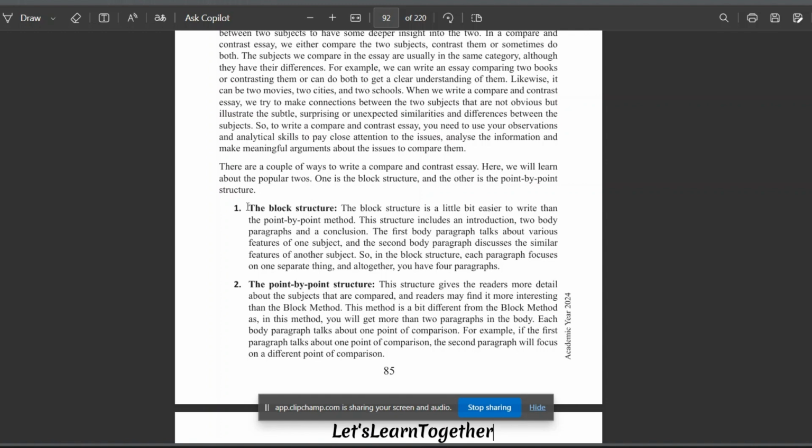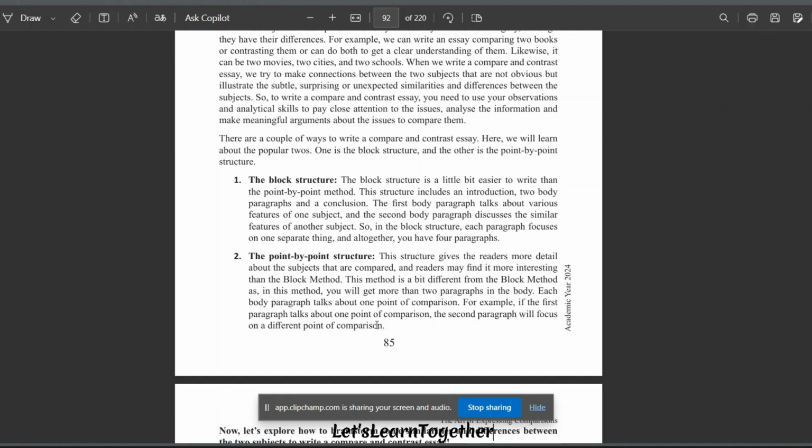Okay, here basically you separate each of the features of comparison. You will write all the similarities of the two subjects in one body paragraph, and in the next body paragraph you will write the differences of the two subjects. Whereas in the point by point structure, each point of comparison or each feature of comparison, whether it is a similarity or a difference, you have to choose one feature for one paragraph. So there can be multiple body paragraphs in the point by point structure.